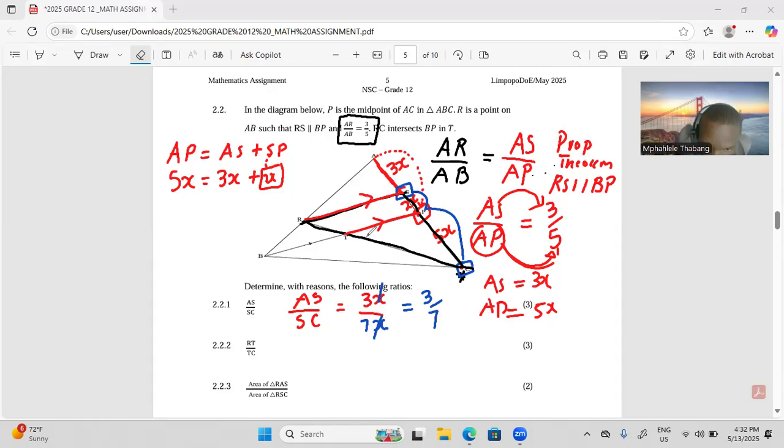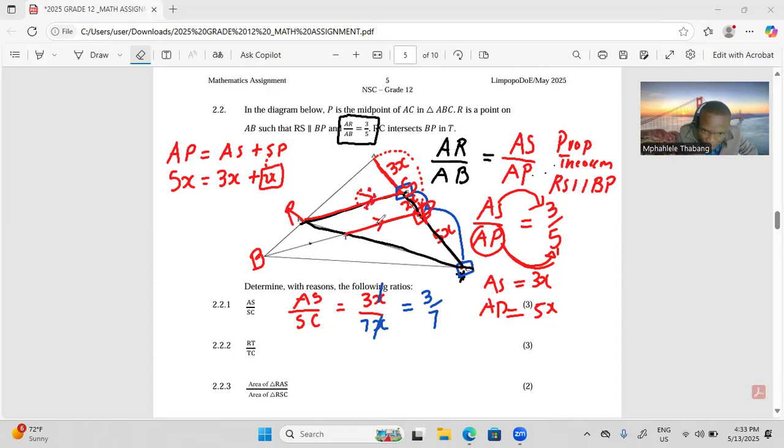So if R is here, S is here, and RS is parallel to BP, B is here, P is here. If RS is parallel to BP, automatically RS is parallel to TC. That is the same line. The line BP is the same line as TP. So RS is parallel to TP. These two lines I've identified with the red color.